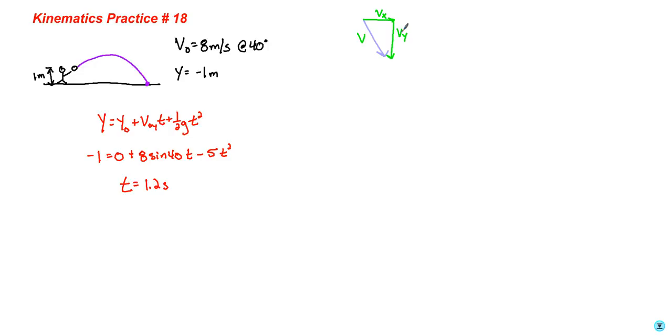Now v sub x is pretty simple, because v sub x is going to be constant, the same the whole way through. So v sub ox is going to be equal to v sub x. In that case, it's v sub o cosine of theta, or 8 cosine of 40. And we find then that 8 cosine of 40 is equal to 6.13 meters per second. Okay, now I've got that.